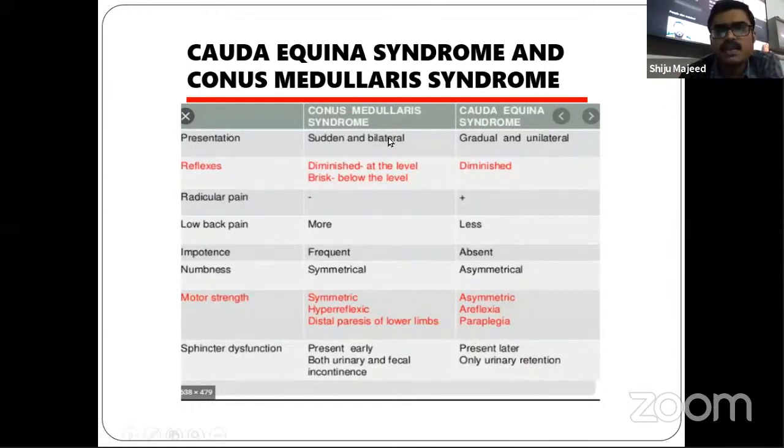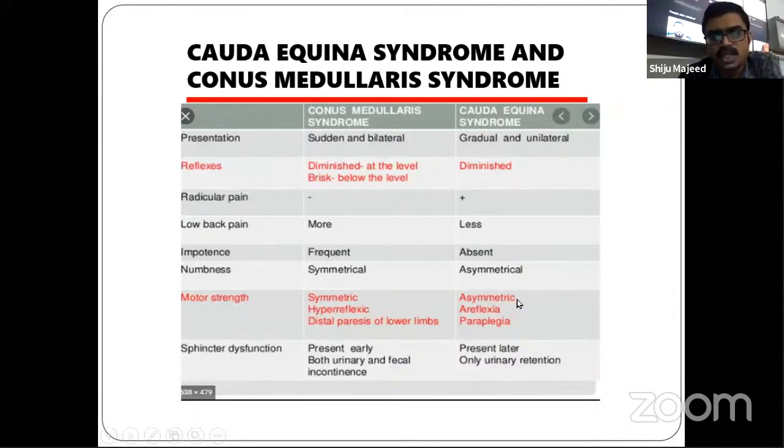So in a cauda equina, the typical presentation will be a patient with a gradual presentation, gradual weakness, and usually one side is more affected than the other, so there will be asymmetrical involvement.